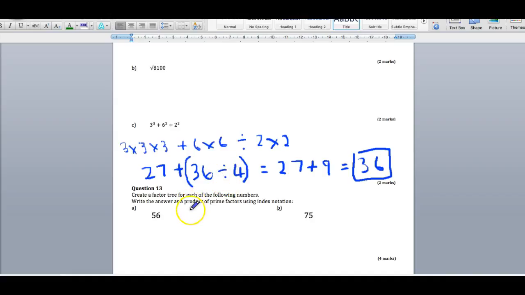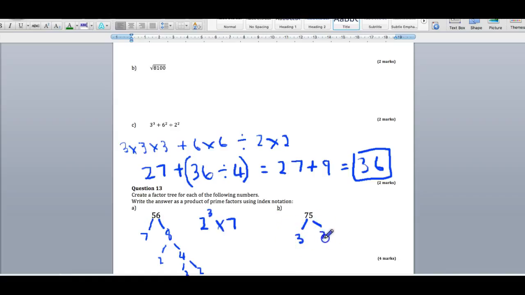All right, question 13, write a factor tree for each of the following numbers, and then write it in index notation. So this one here, I'm going to do 7 and 8, but you could have had other numbers. Then 8 becomes 2 and 4, and then 4 becomes 2 and 2. So index notation means you write it as your bases. So 2, 2, 2, so 2 cubed times 7. And usually we write it in ascending order, but if you had 7 times 2 cubed, I would still give you the mark.